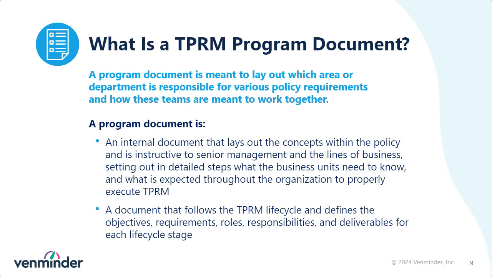Another important element of a program document is that it follows the third-party risk management lifecycle and illustrates the specific objectives and requirements, as well as who's responsible for them during each phase of the lifecycle. Having that kind of clarity really takes the mystery out of these processes. And when your stakeholders are more knowledgeable, it's likely that the processes take less time and are more effective.